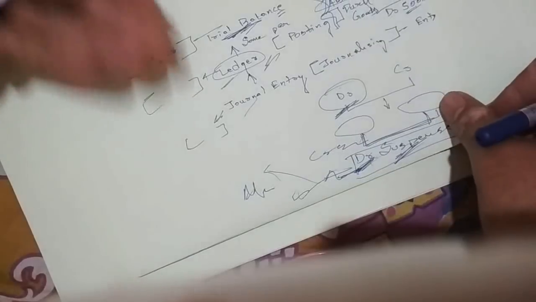So this is the concept of the trial balance. Now we will see what kind of errors could happen, so that we can easily trace it and rectify it. Now we will try to see what all errors could be possible.